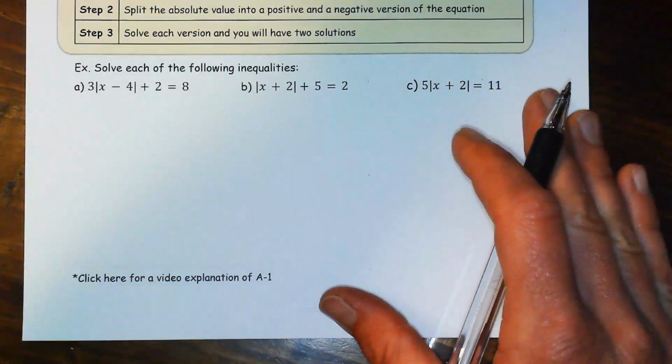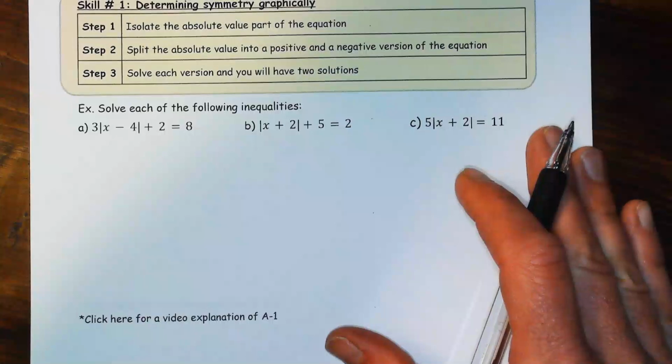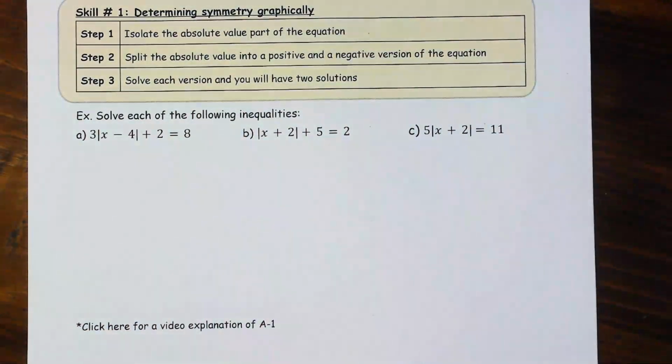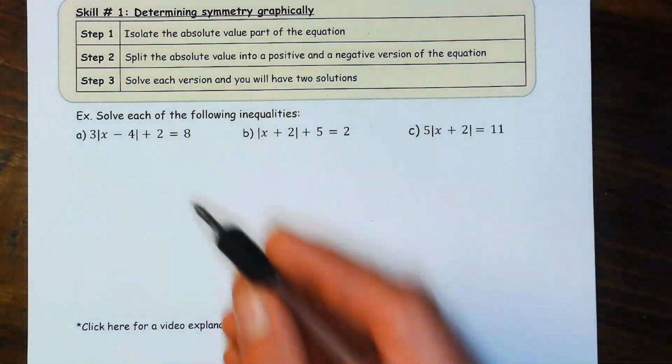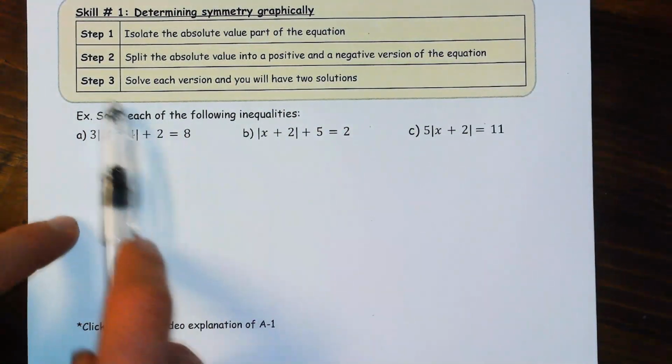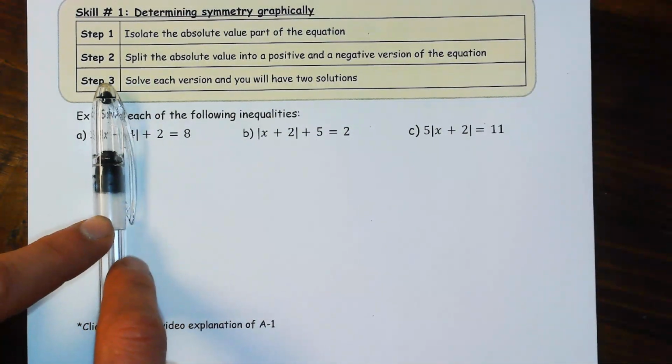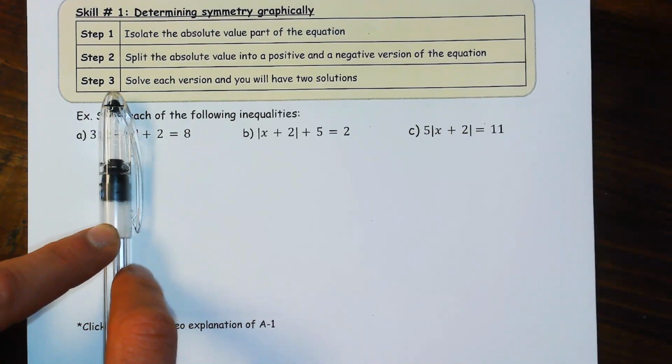and then solve each version, and you'll have two solutions for the ones that do have solutions. Okay, so what does that look like? I can leave the steps up so we can see them. Well, if I'm going to isolate this absolute value, basically you pretend like the absolute value bars are kind of a variable. I'm covering those up on the video right now.